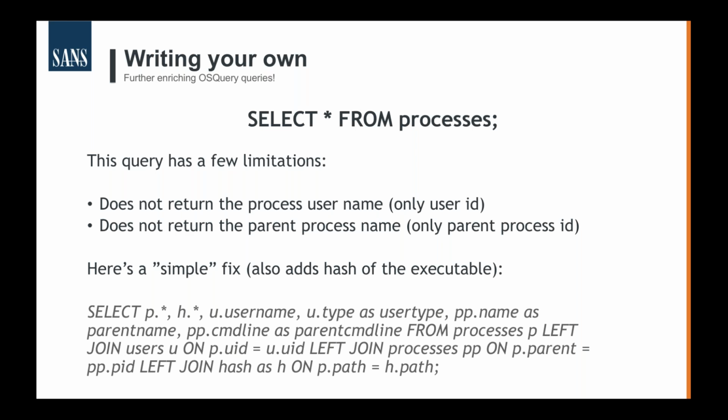Because you don't want to replicate data. Let's put ourselves in a SQL mindset, in a database mindset. You don't want to have the username field both in the process table and in the user table. That doesn't make sense. So it only has the user ID. It does not return the parent process name either. It just returns the parent process ID, which is nice, but you might want to get some more visibility.